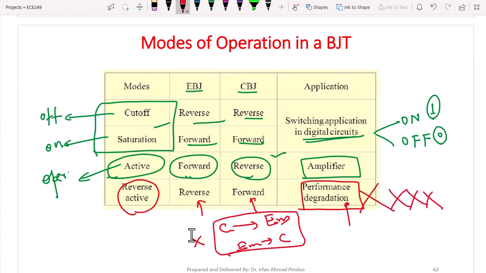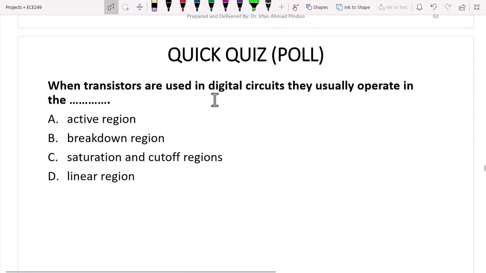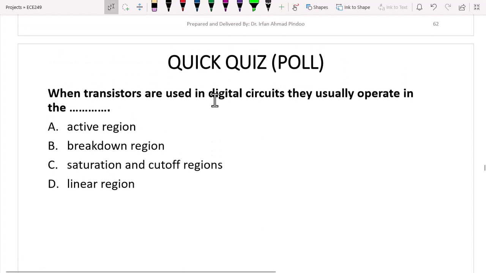So we either use the transistor as a switch, in which case we have to use these two modes, or we can use the transistor as an amplifier. For that we have to use the active mode. So the question is, when transistors are used in digital circuits, they usually operate in saturation and cutoff.